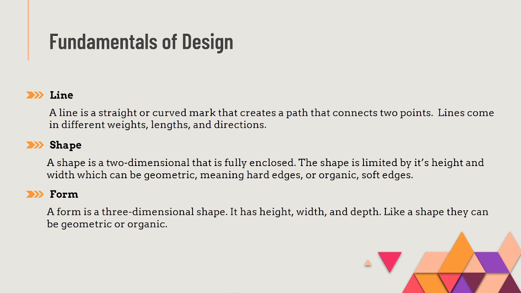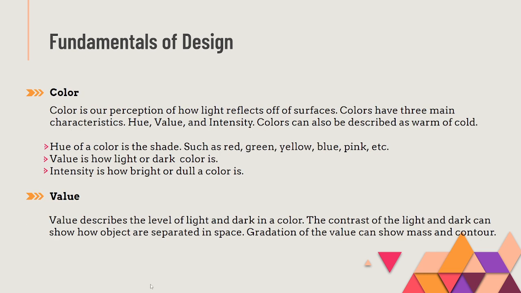A form is a three-dimensional shape. It has height, width, and depth. So think of a cube or a sphere. So these can also be geometric or organic. So a sphere would be a geometric form, and an organic form would be like a tree. So it is very kind of all over the place. There's no rhyme or reason to how a tree exists, but it is considered an organic form because it's three-dimensional. So color.